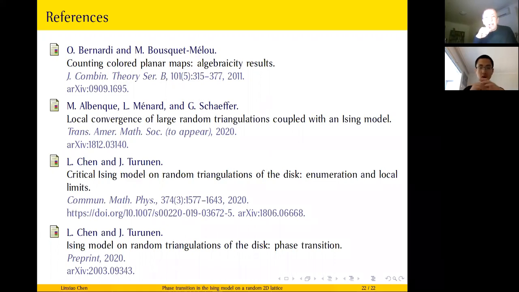Yesterday I realized that there was some typo, so I changed it a little bit, and also I added this reference. So maybe we can upload the newer version later. Yep, we'll do it.